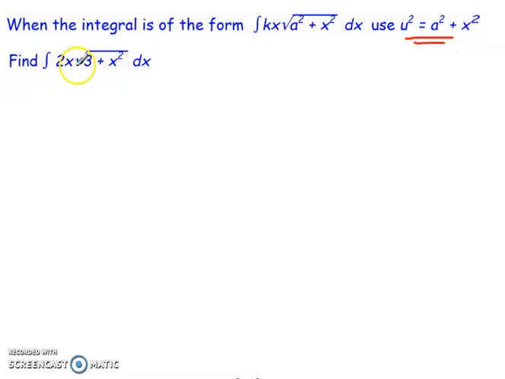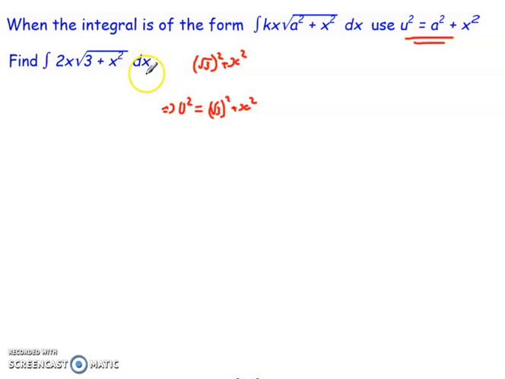So let's look at this here. Let's imagine I've got the integral of 2x times the square root of 3 plus x squared dx. Now you might be looking at that thinking, well, that's not a squared plus x squared. But actually, technically it is if I have root of 3 squared plus x squared. So if I do that, what I can then do is let u squared equal 3 squared plus x squared. Then I can take the derivative of it to get rid of the dx, and then work it through.